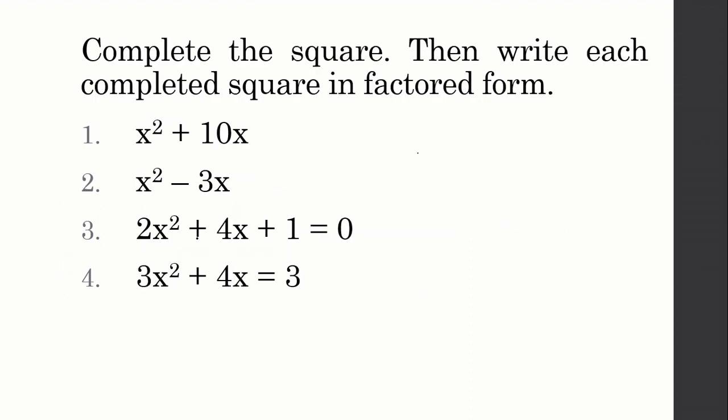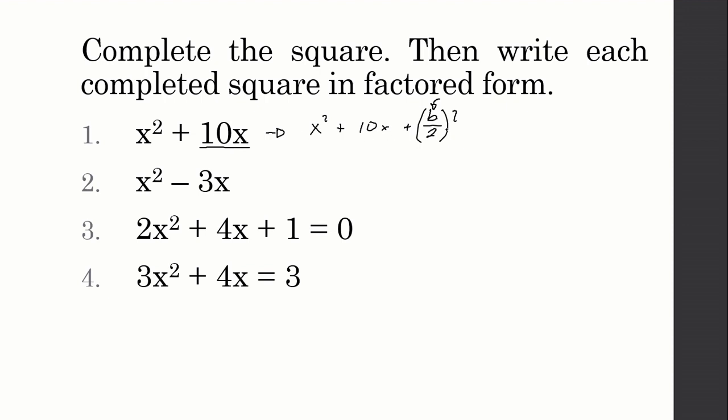For this slide, we're going to answer these problems where we need to use completing the square to finalize our answer. Now, to transform this x squared plus 10x to a perfect square trinomial, it will become x squared plus 10x plus b over 2 squared. Now, this b illustrates the middle term of a quadratic equation, which is the coefficient of the variable x.